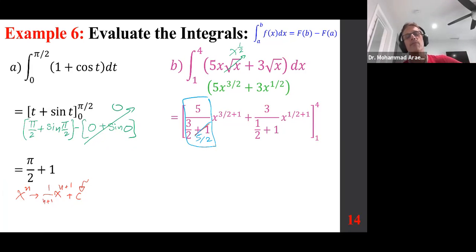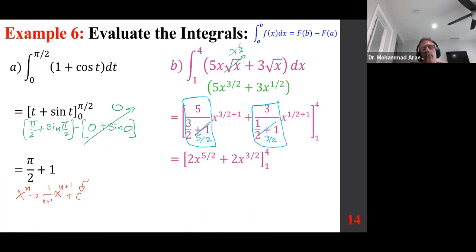So what is 5 divided by 5 halves? 2. 1 half plus 1, 3 halves. What is this? Also 2. 3 divided by 3 halves, 5 divided by 5 halves. Both of them are 2.